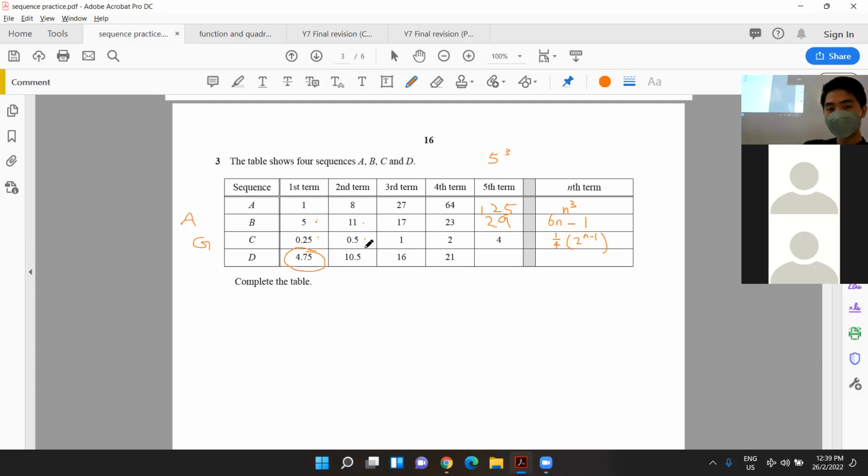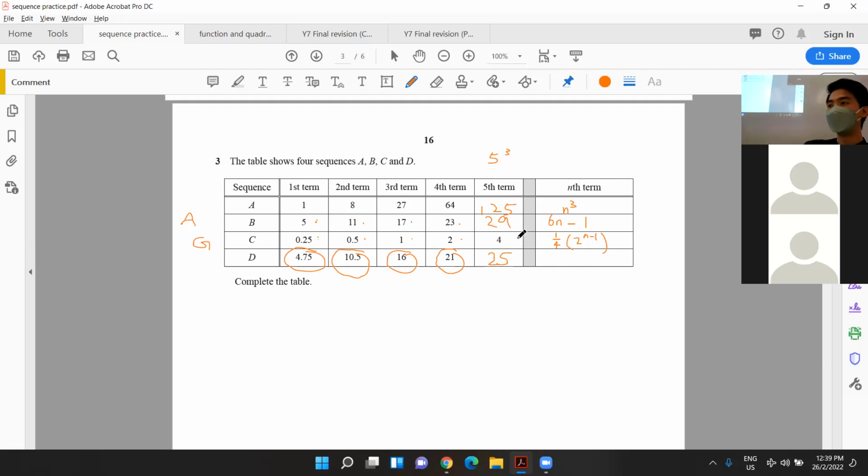This number minus this number, you're going to get 10.5. 17 minus 1, you're going to get 16. 23 minus 2, you're going to get 21. So naturally, the fifth term is going to be 29 minus 4. So it's going to be 25, isn't it? Then comes the nth term.